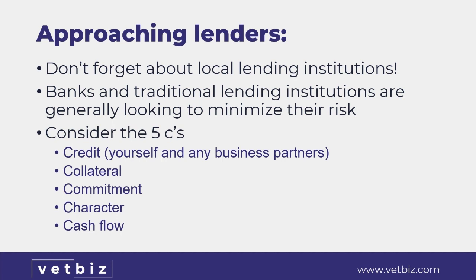As mentioned earlier, banks and traditional lending institutions are generally looking to minimize their risk. So it is more risky for them to lend to a first-time small business owner that hasn't been proven out yet, or maybe a business owner in an industry that is perceived as risky. So what are they going to be looking at when you're looking for a business loan? Well, they're going to be considering the 5 C's, credit being the first one. If you have any business partners in your business plan, they're going to be looking at their credit as well.